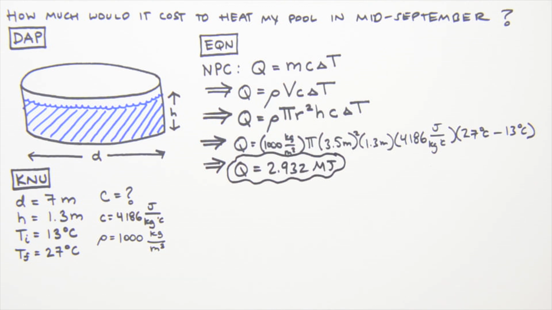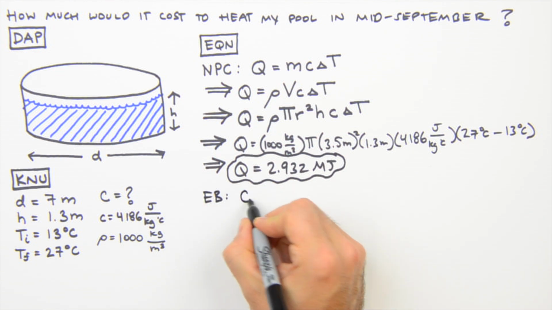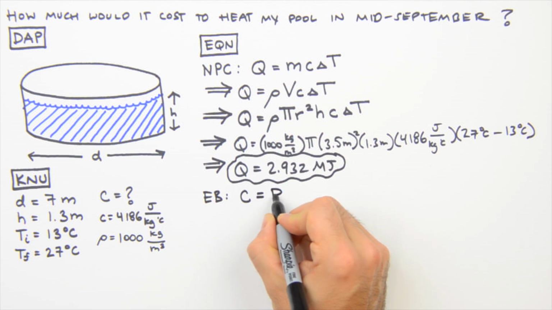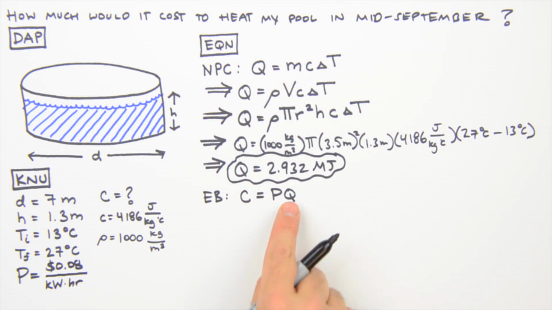Okay, now we know how much energy we need to heat the pool. To determine the energy bill for heating the pool, we simply multiply the price per unit energy by the energy we're going to use, and that will give us the heating cost. The price of energy here in Detroit, according to my most recent electric bill, is 8 cents per kilowatt hour. Now, the energy required to heat the pool is in the more familiar energy units of joules, so we'll convert our price of energy units presently.